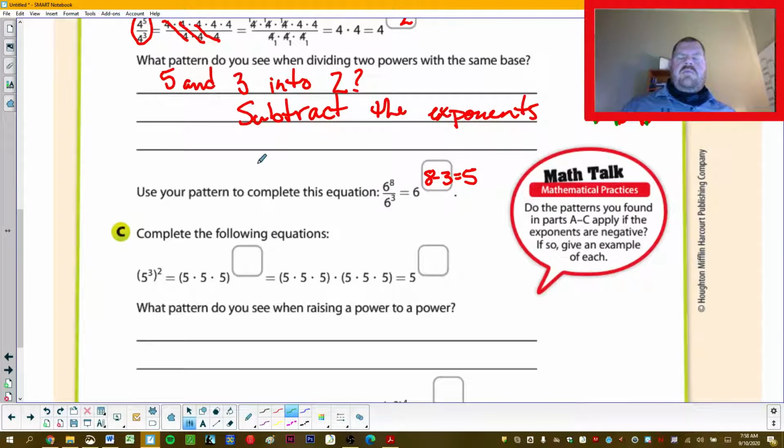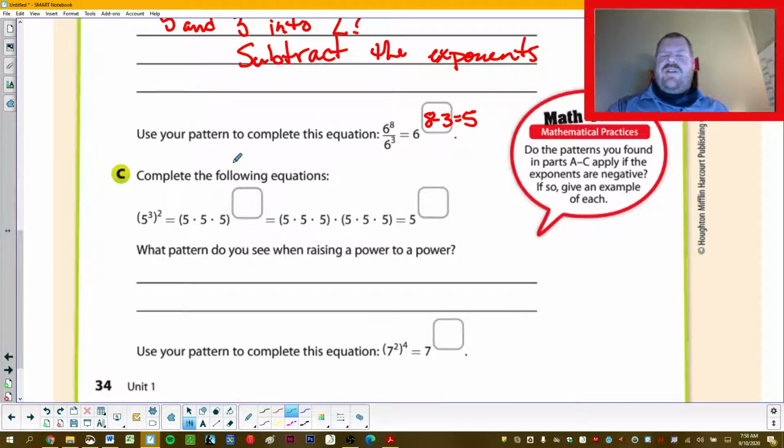And I will try to change colors a little bit more often. I know I get kind of stuck with one color.